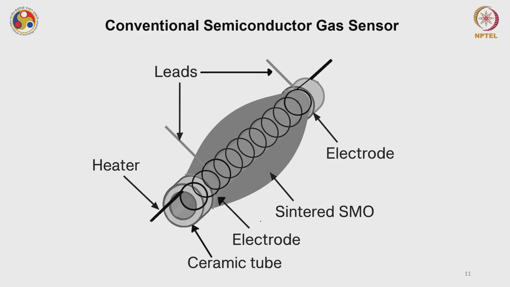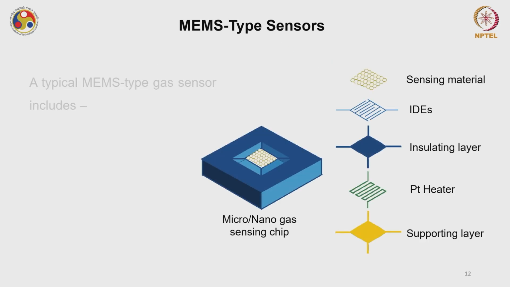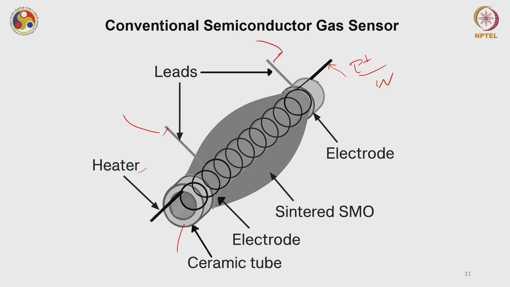and you can detect that by calibrating it against a standard sensor. So this is a conventional semiconductor gas sensor where you have a ceramic tube through which a heater in the form of a coil, maybe platinum or tungsten, is put. On top of that you have sintered semiconductor metal oxides. These leads are the electrodes that you have seen; this will act as a point where you will take the resistance or give any kind of biasing. But if you see, these structures are really bulky, and if you want to integrate it with the current CMOS technology, it is not possible.